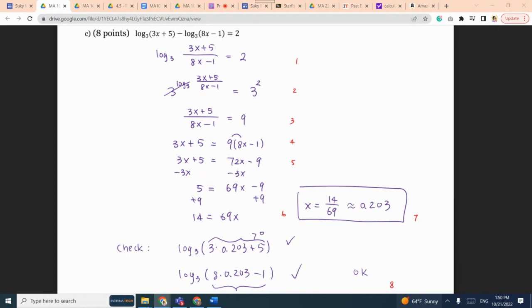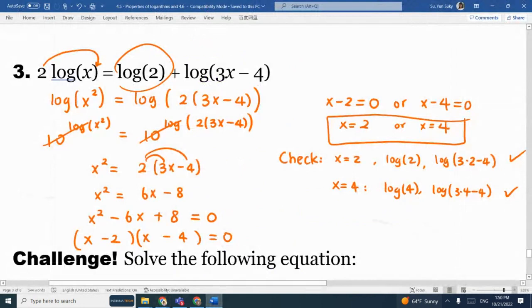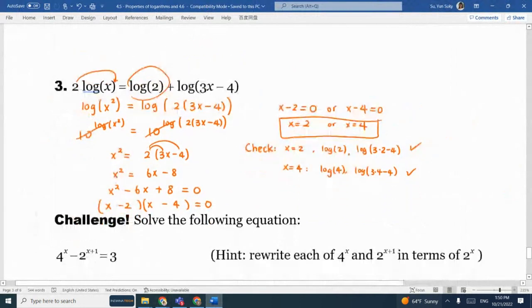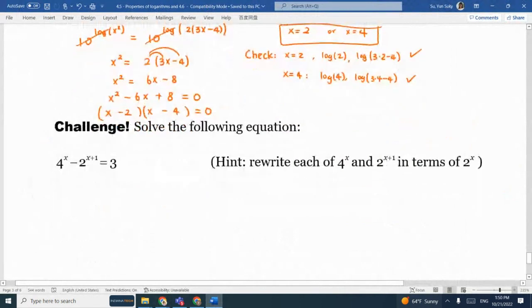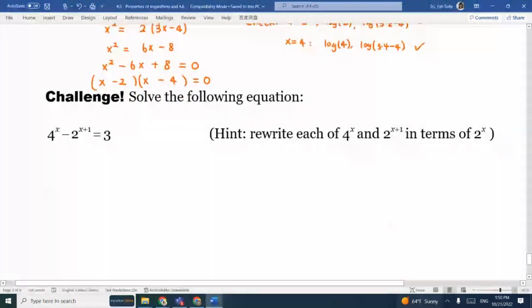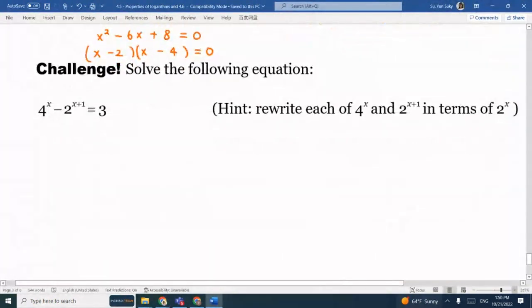And let's see. Okay, let's continue. Questions? Okay. How about this one? Solve this equation. So, hint. We write 4 to the x and 2 to the x plus 1 in terms of 2 to the x.